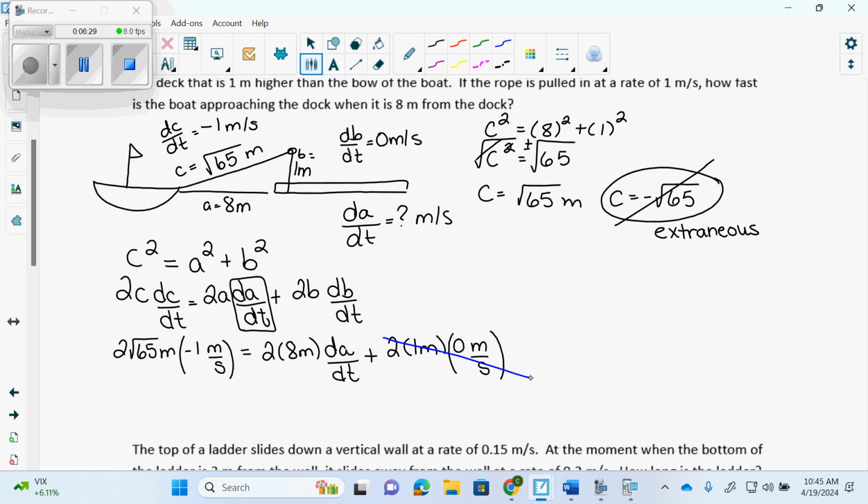So this one I'm going to be left with -2 root 65 meters squared per second equals 16 meters times dA over dt. How do I get that by itself? Divide by 16 meters.